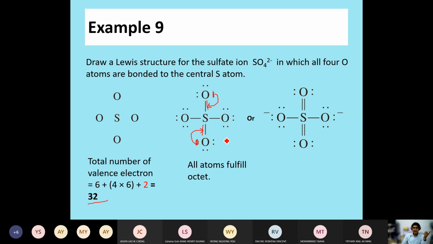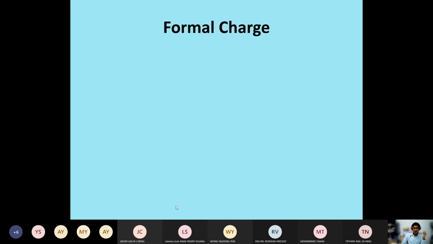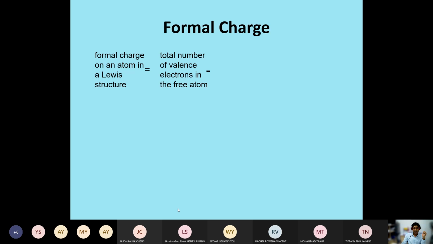But which one is most stable? Sulfur, of course, because it has an expansion of octet, can have more than 8 electrons. That is why you see here 2, 4, 6, 8, 10, 12 electrons sulfur is having. So which one should we choose to say that this one is the most stable sulfur atom, the sulfate ion? Now, formal charge comes into this place.